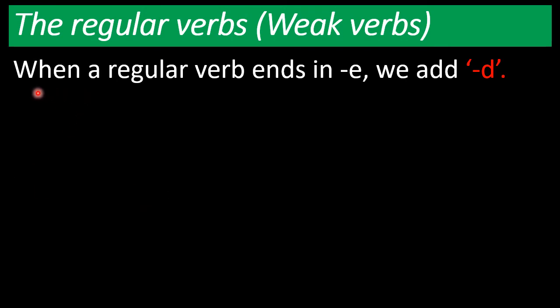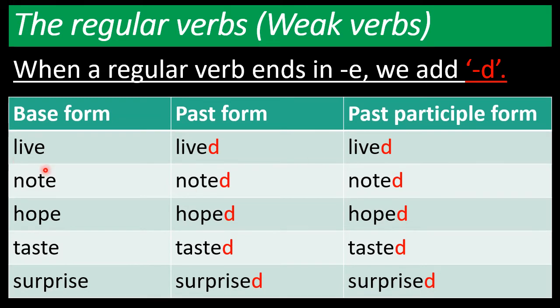Another rule: when a regular verb ends in e, we add only d. Examples: live, lived, lived. Look at the verb. The verb live ends in e, so it has added only a d. Note, noted, noted. Hope, hoped, hoped.